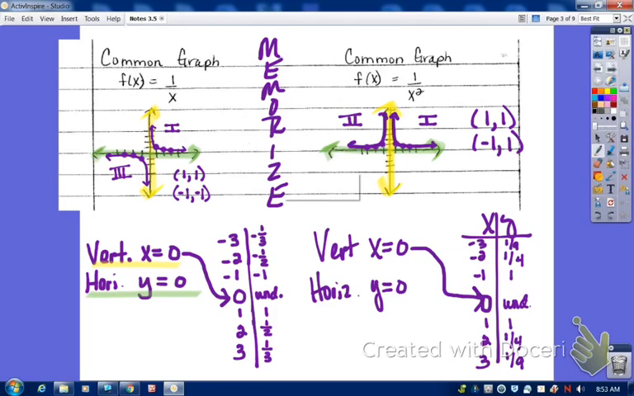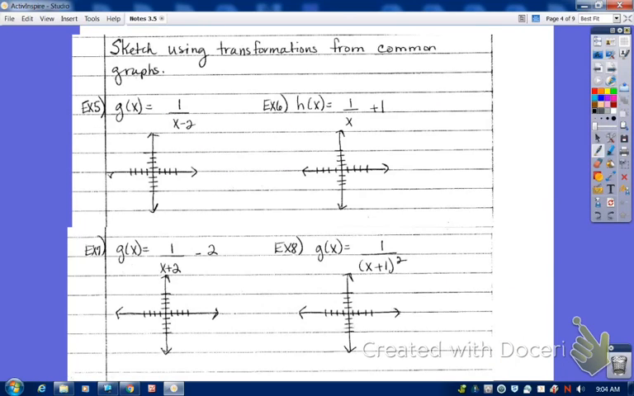All right, let's look at some of the transformations. Sketch using transformations. So if you're wondering if you're supposed to use transformations, guess what the directions will say? Use transformations. All right, so example 5 does not have an x squared in it. It has 1 over x minus 2. So this is the graph that will have a piece in the top right and a piece in the bottom left because it doesn't have the x squared. The transformation is really x minus 2. The minus 2 is not on the outside.